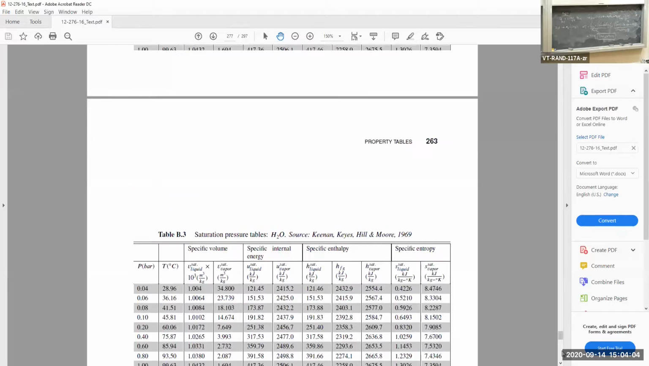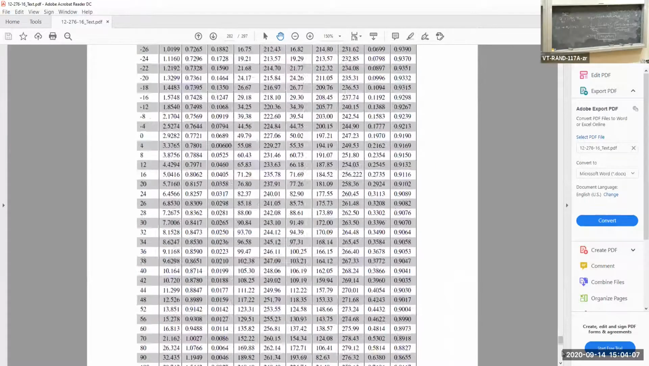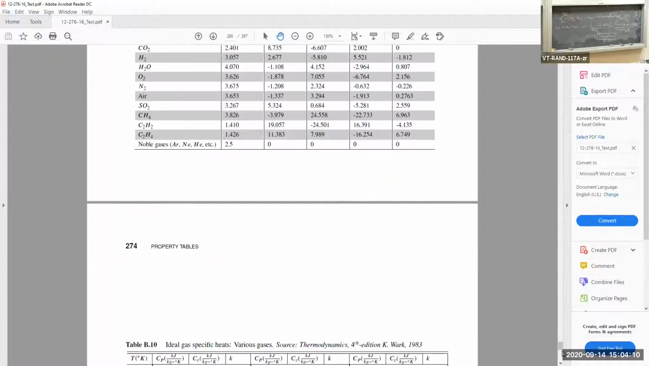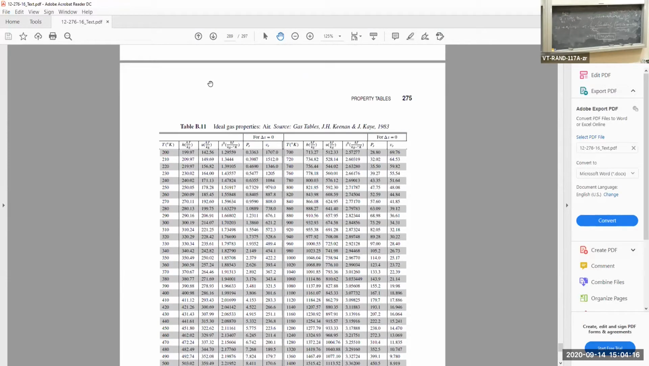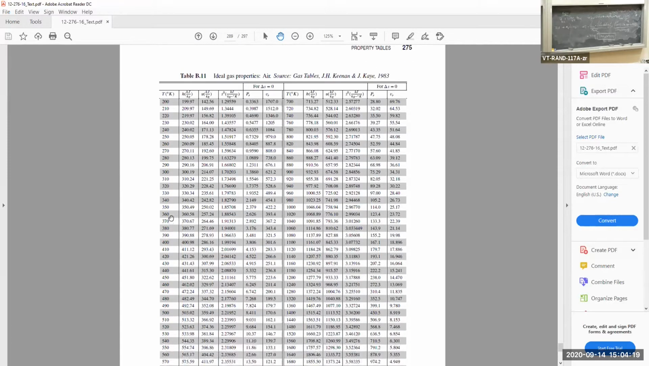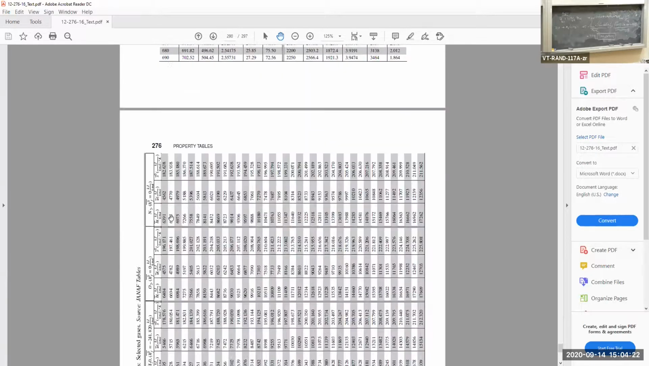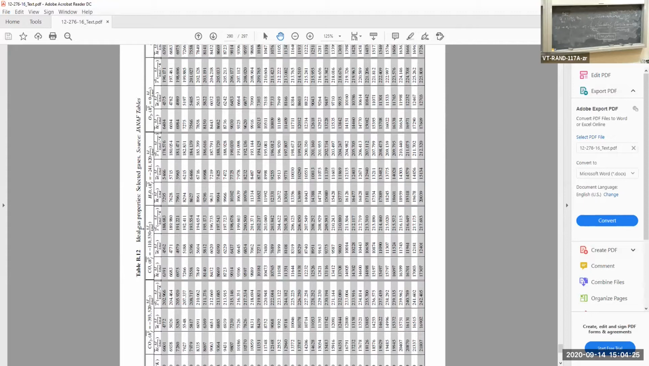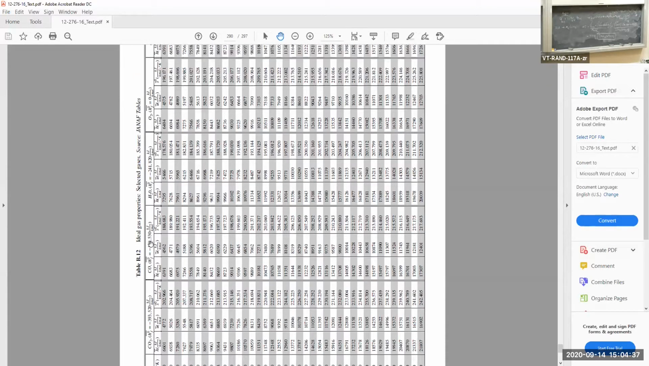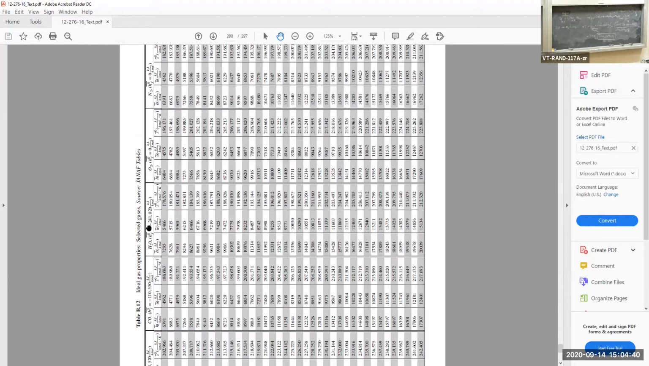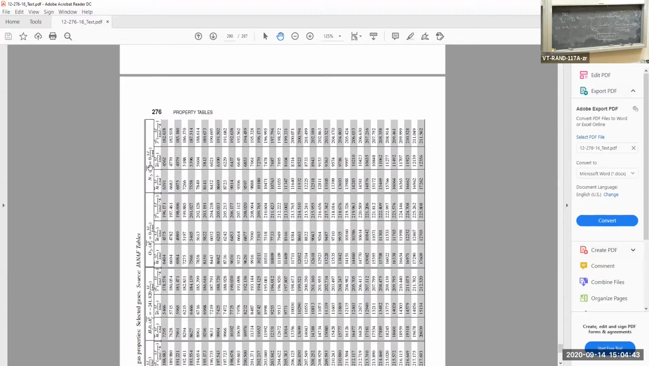Remember we had IGB air tables. What was that? B9 or something? B11, ideal gas properties for air. We don't have air, we have nitrogen. Let's keep going and see if we can find some additional tables. Ooh, ideal gas properties, selected gases. Temperature, enthalpy, specific internal energy for CO2, carbon monoxide, water vapor, O2, and nitrogen. H and U for nitrogen.